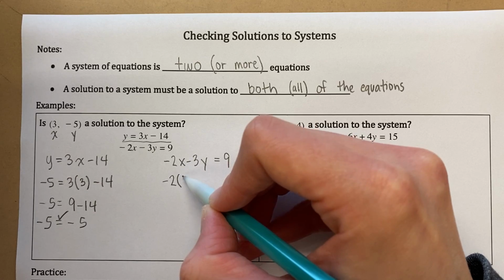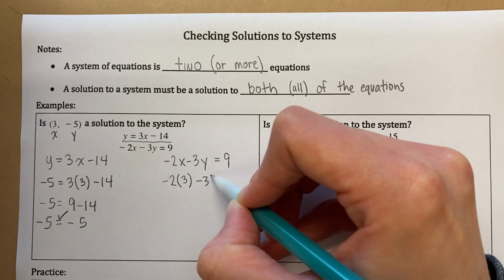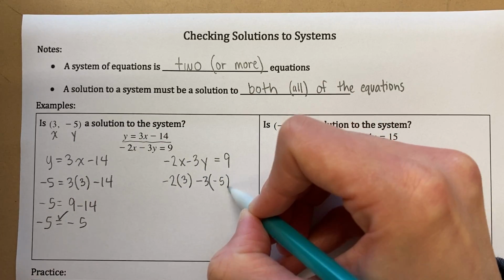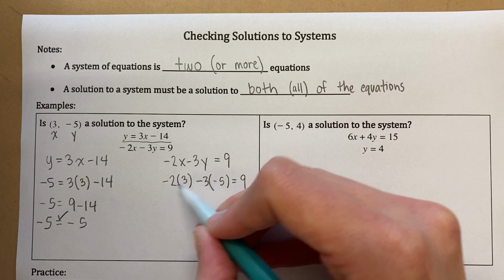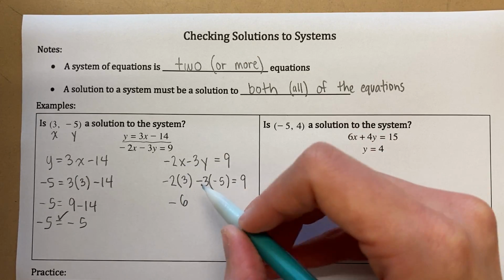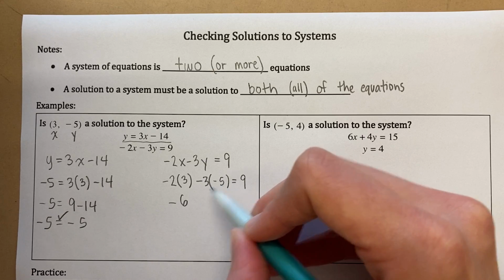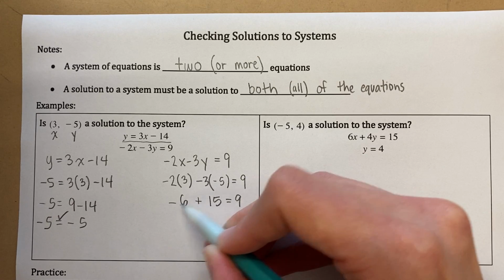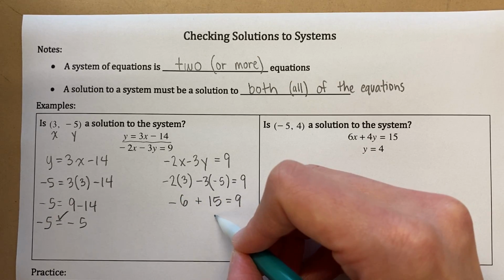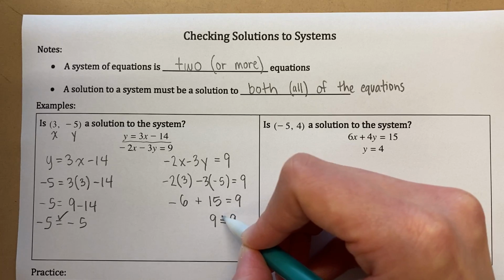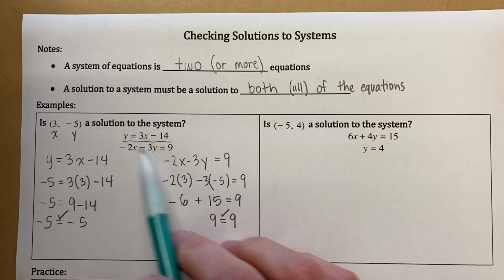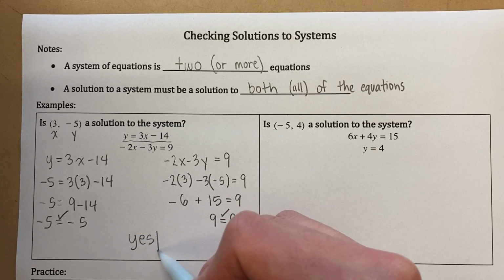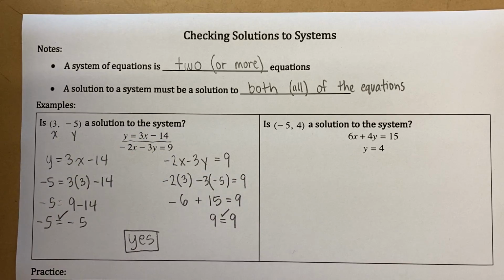So I'm going to do -2 times x minus 3 times y equals 9. -2 times 3 is -6. -3 times -5, negative times negative is positive, 3 times 5 is 15, equals 9. -6 plus 15, that's the same as 15 minus 6, which is 9. I get 9 equals 9, which is true. So this point does fit and is a solution to both of these equations, and therefore the answer is yes. This point is a solution to this system.